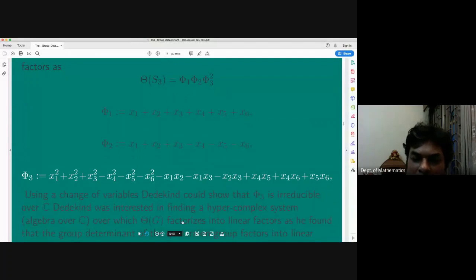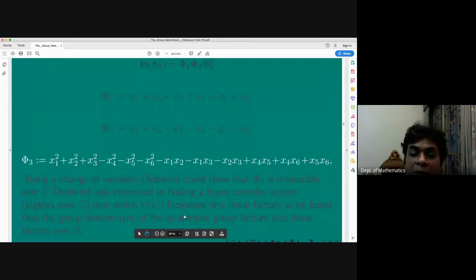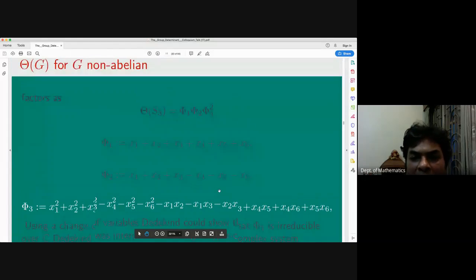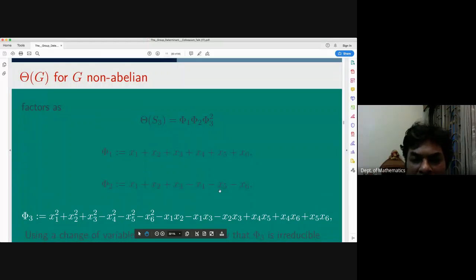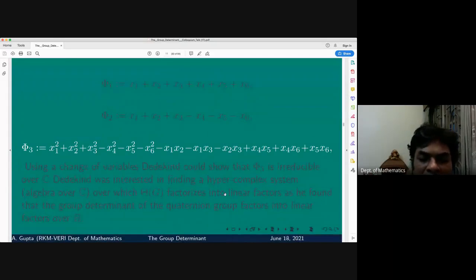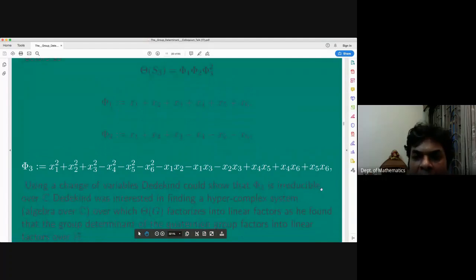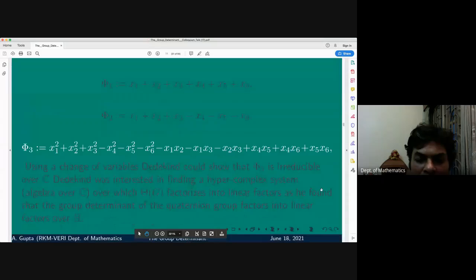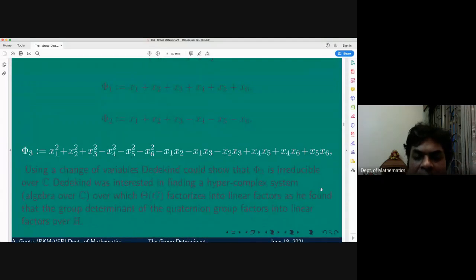So now this interested Dedekind very much. What he thought was that up to now, when he considered the abelian groups and wrote down the group determinant for that, he saw that the group determinant always factored into linear factors. But for the first non-abelian group, he found that there is a quadratic factor. So he thought that this quadratic factor is coming because he is not working in a sufficiently high system.